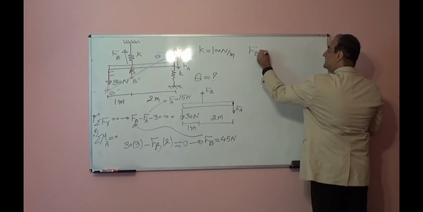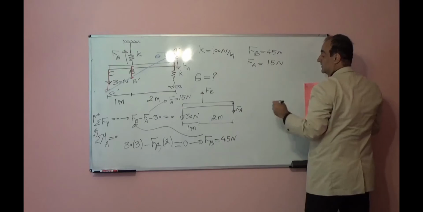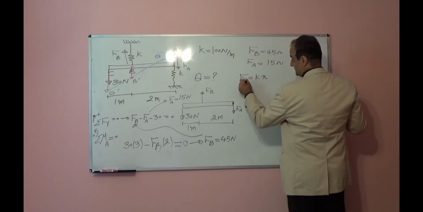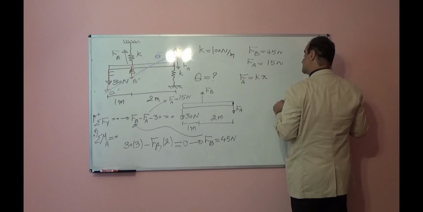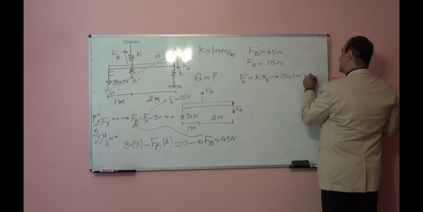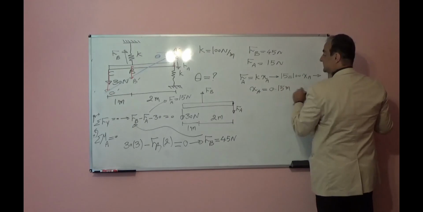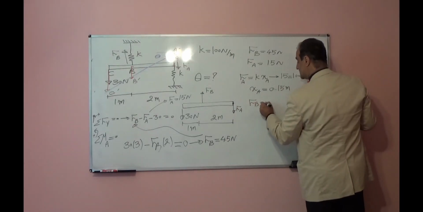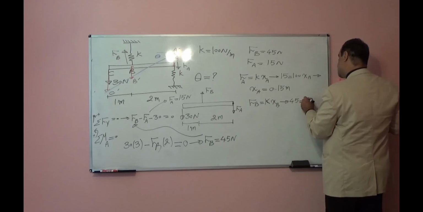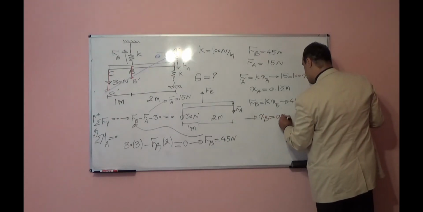So now I know the magnitude of Fb will be 45 Newton. The magnitude of Fa will be 15 Newton. I know force in spring is equal to stiffness of spring times the deformation of spring. So Fa is equal to K times Xa. From here, I can write 15 is equal to 100 Xa, and from here I can find Xa is equal to 0.15 meter. In a similar way, Fb is equal to K times Xb, because Fb is 45 Newton is equal to 100 times Xb. From here I can write Xb is equal to 0.45 meters.